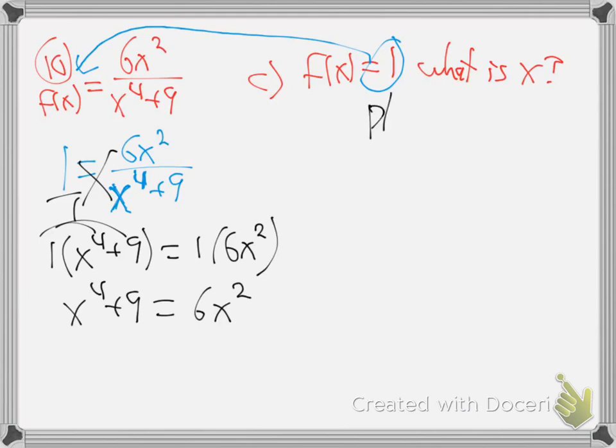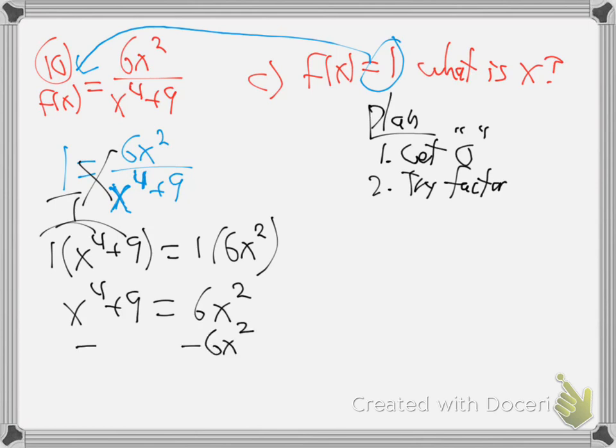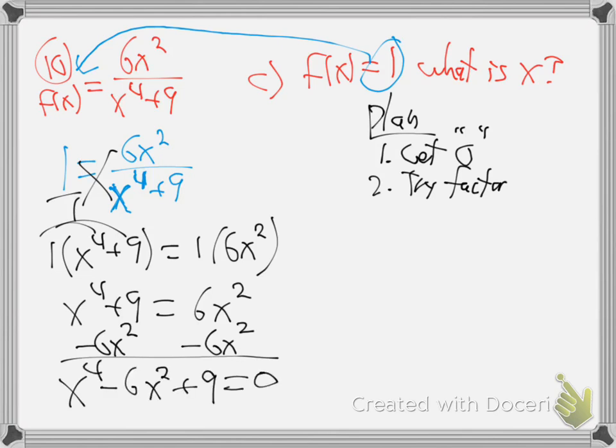What's the plan? The plan is step 1, get a 0. Step 2, try to factor. That same plan. Whenever you see high powers, x to the 4th, x squared, things like that, what you want to do is get a 0 on one side and then try to factor. So I'm going to subtract 6x squared from both sides, and I'll get x to the 4th minus 6x squared plus 9 equals 0. Is that good?